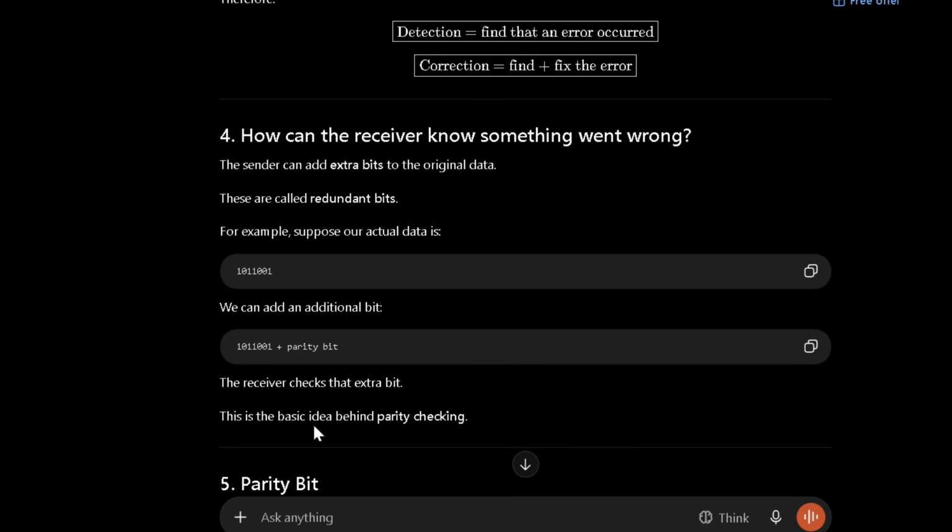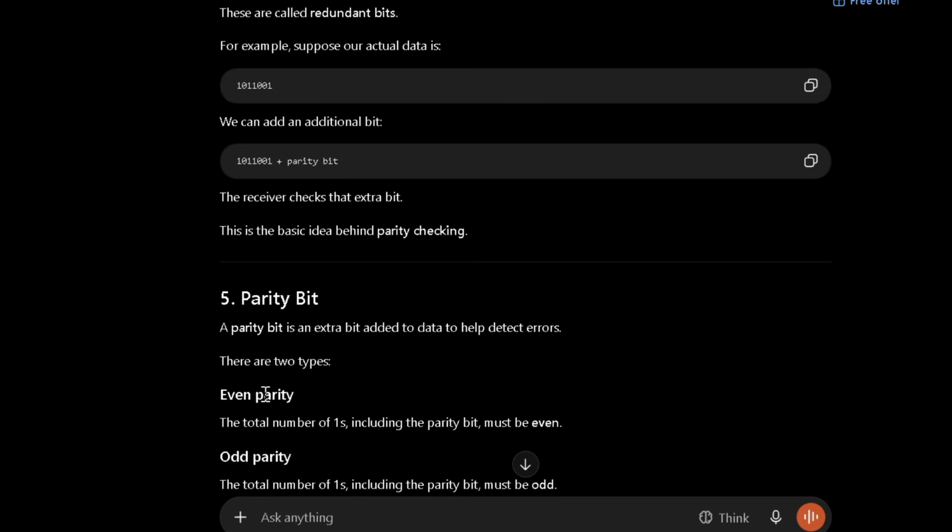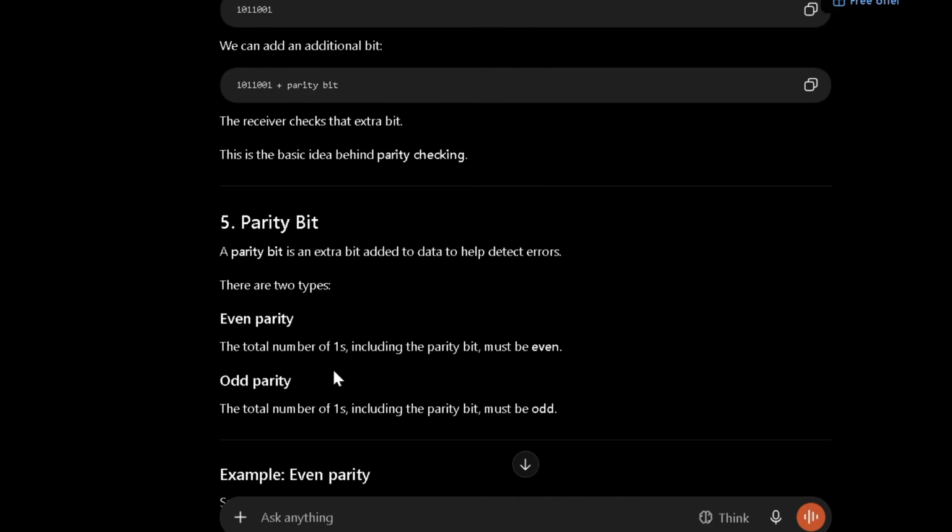Parity bit: a parity bit is an extra bit added to data to help detect errors. There are two types. Even parity: the total number of ones, including the parity bit, must be even. Odd parity: the total number of ones, including the parity bit, must be odd.